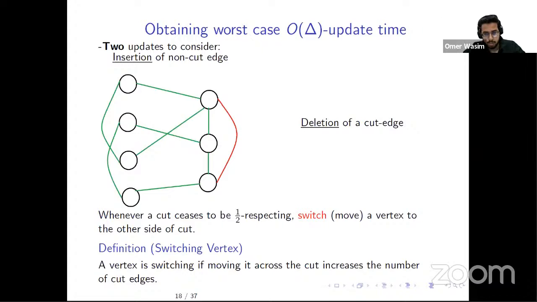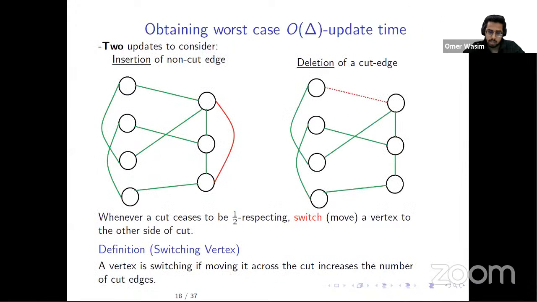The first algorithm is very simple, and it is used as a black box for all the other algorithms which we obtain in this paper, and most likely I'll just have time to go through this simple algorithm. So we look at two updates which are the relevant updates in this setting. The first update, which might potentially lead to a cut falling below half respecting, is an insertion of a non-cut edge and a deletion of a cut edge.